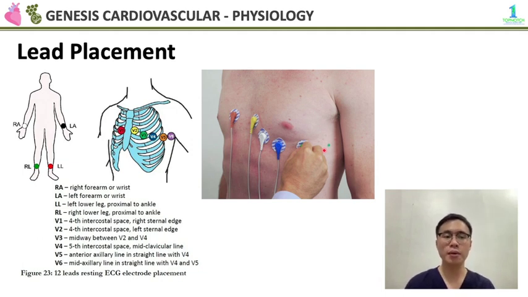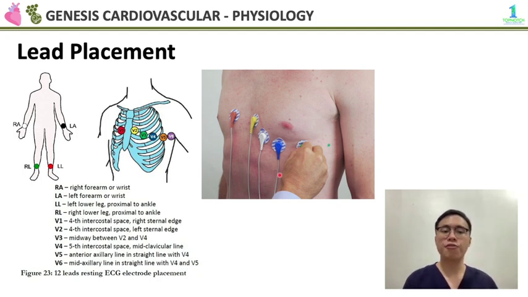So what do we need to remember? V1 is in the fourth intercostal space, right parasternal. Going to V2, you just put it on the left-hand side, still the fourth intercostal space, parasternal. V3, skip that first. Why? Because your landmark is not V3 but V4.